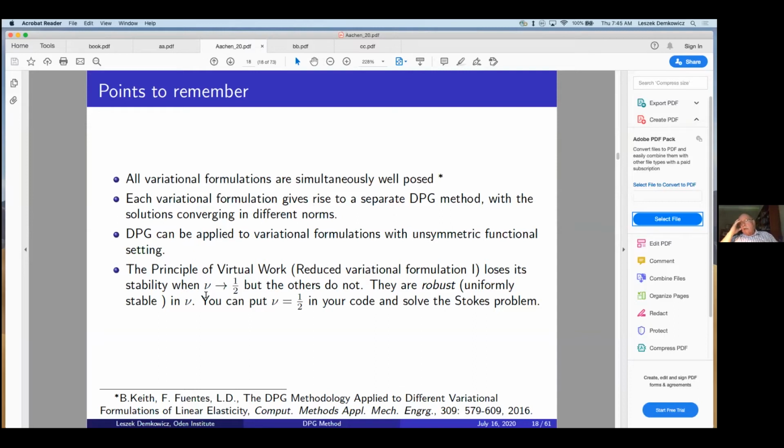That's a very general comment I would like to make to you when you start your research career. If you're interested in solving problems in some limits, you're asking for uniform stability. We call it robustness. And you should look for the formulation, before you even start doing any finite elements, that remains robustly stable, that is, uniformly stable in your limit. This is the case here with all variational formulations except for the principle of virtual work. That one doesn't work. Okay.